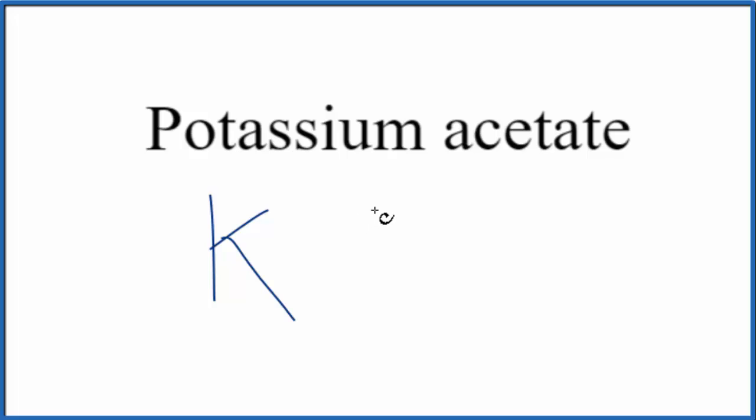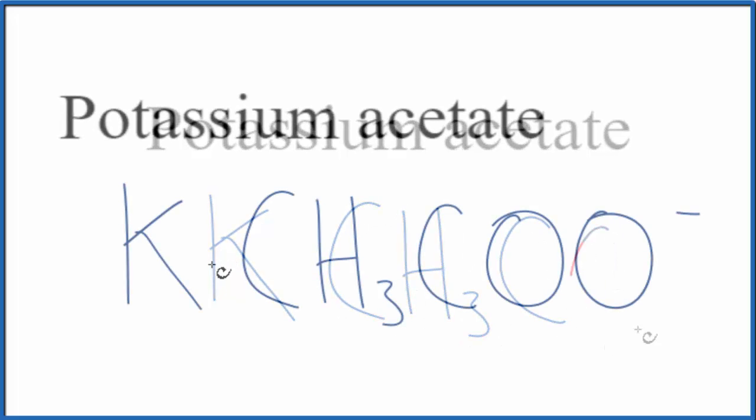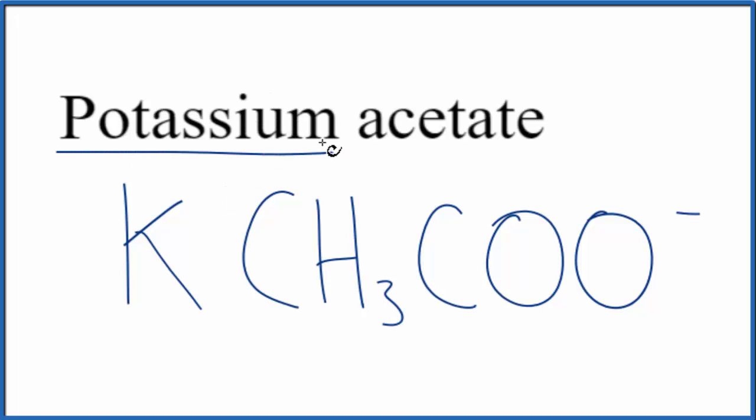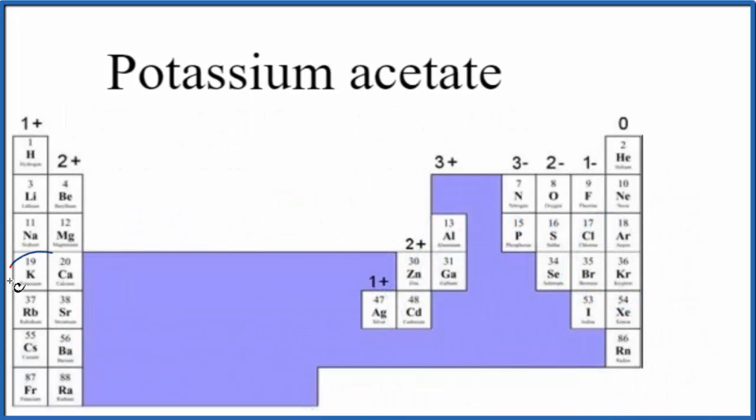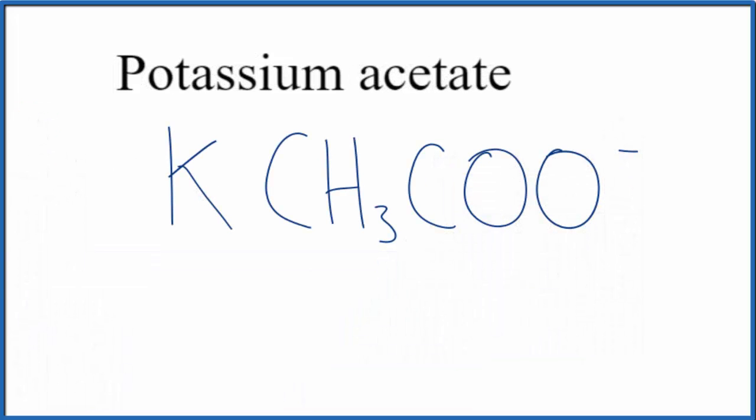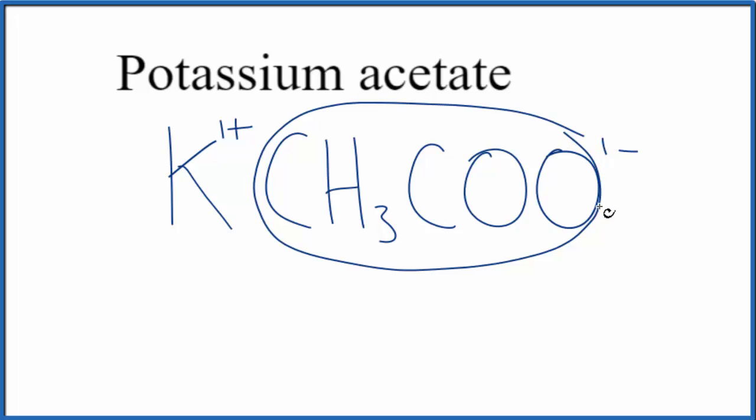So we have our acetate ion, CH3COO-, and because potassium is a metal, and this acetate ion is made up of nonmetals, this is going to be an ionic compound. So we're going to need to balance the charge. Let's look up the charge on the potassium ion. Potassium, right here, is in group 1, so it'll have a 1+ ionic charge. So we can add that to our formula. Potassium has that 1+ ionic charge, and the whole acetate ion is 1-.